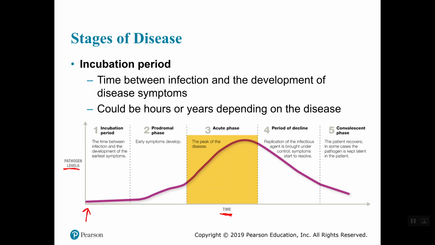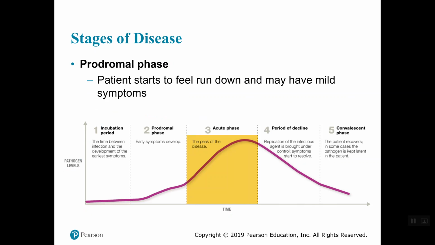The incubation period is the time between infection, the exposure to the actual infectious agent, and then the development of disease. This could be anywhere from hours to years depending on the actual disease. And then we start to see this prodromal phase. This is when the patient starts to feel run down and they might start to exhibit mild symptoms. You might even have some signs starting to develop.